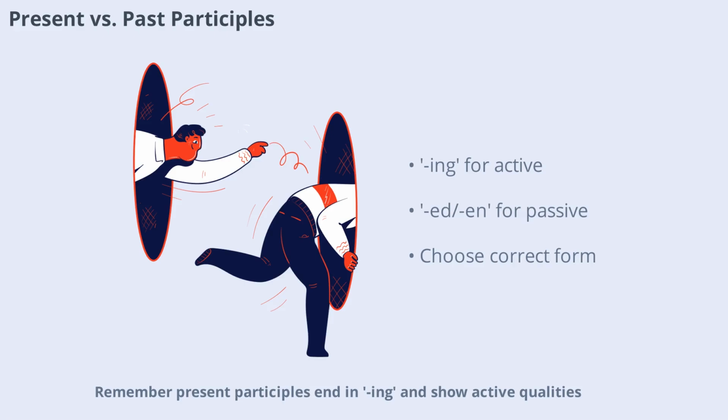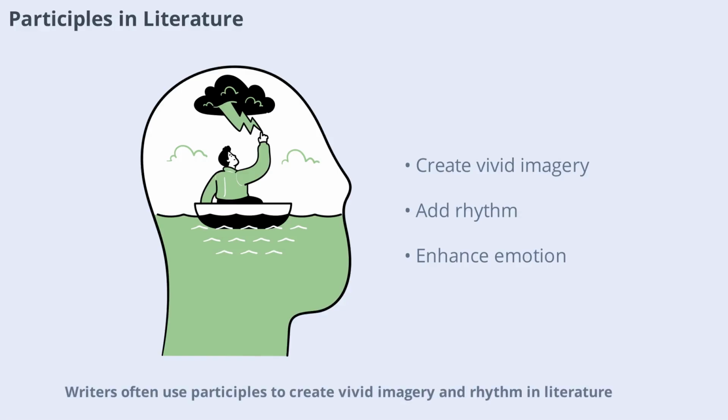Remember, present participles end in "ing" and show active qualities, while past participles usually end in "ed" or "n" and show passive states. Knowing the difference helps you choose the right form for your sentence. Writers often use participles to create vivid imagery and rhythm in literature. For example, "shivering in the cold, the child waited for the bus." The participle phrase adds emotion and detail, making the scene come alive.